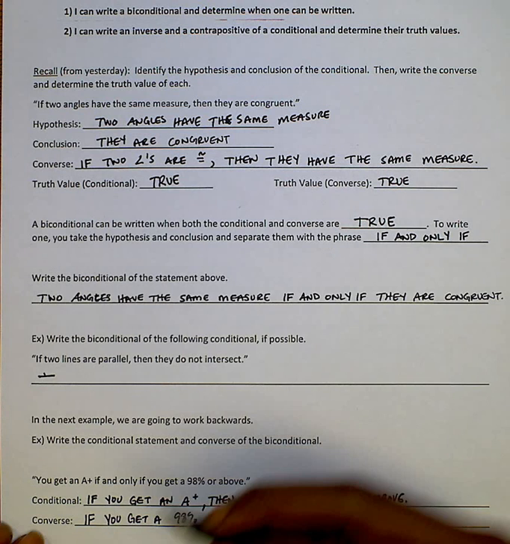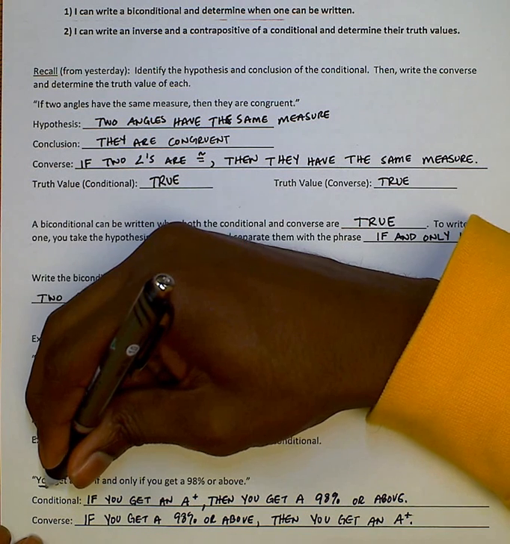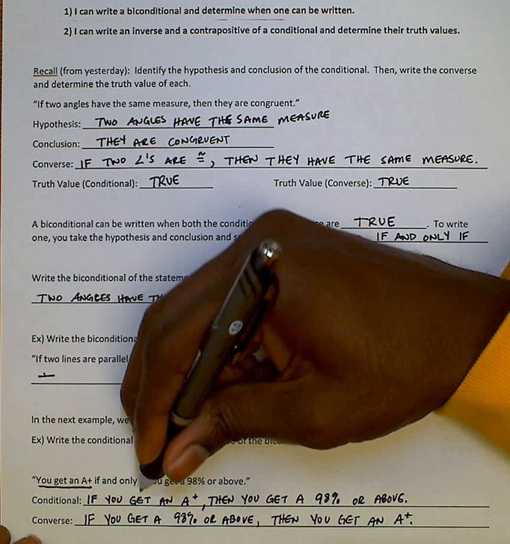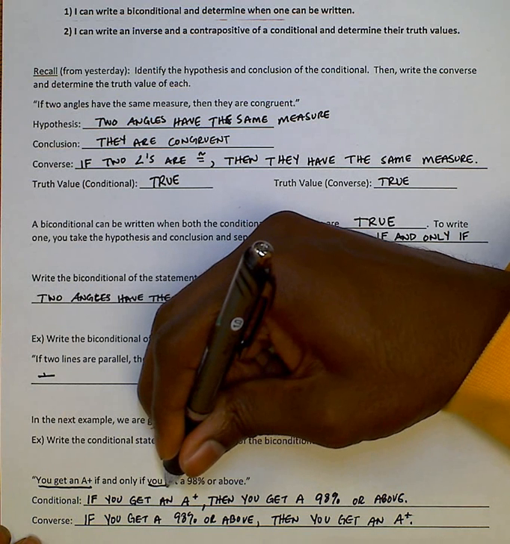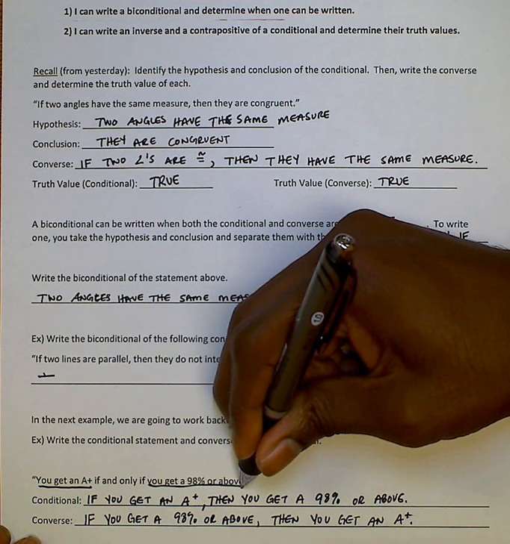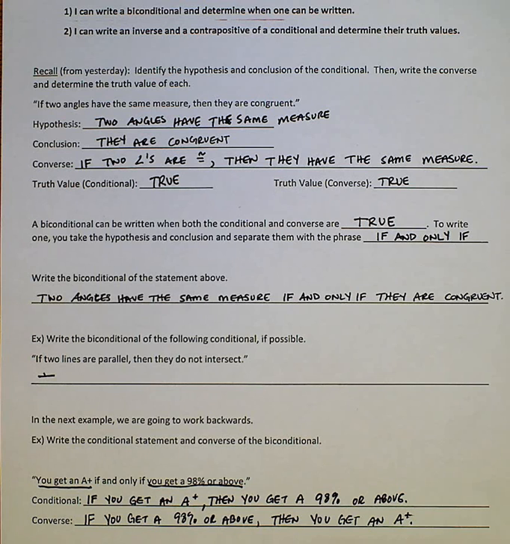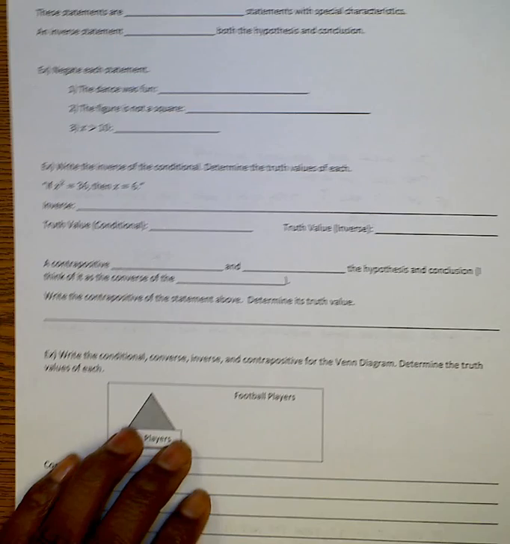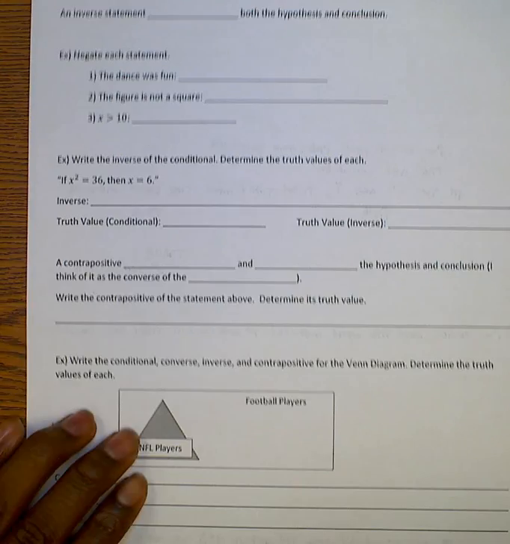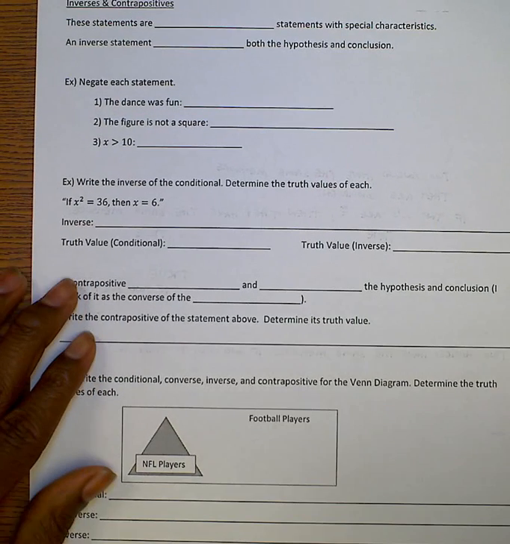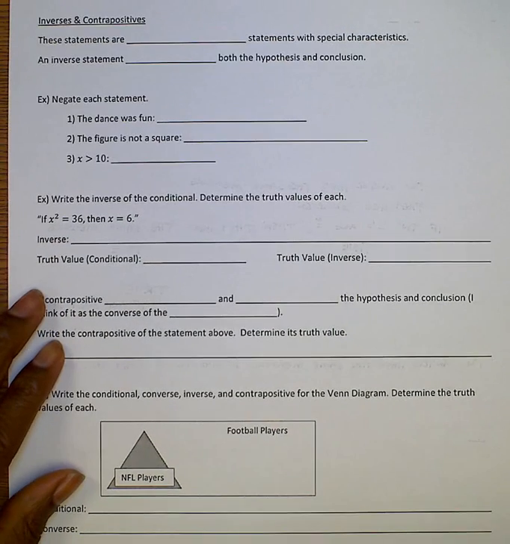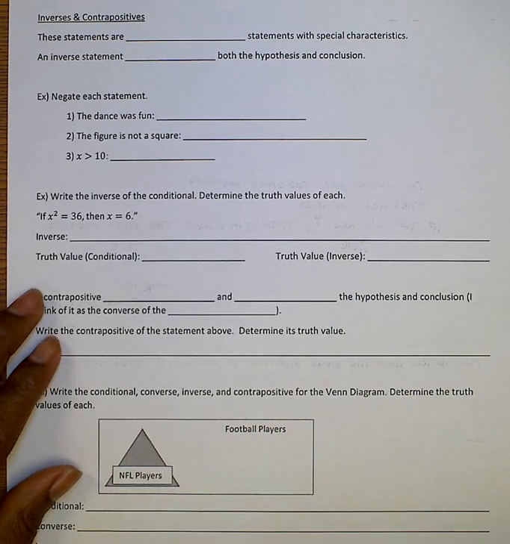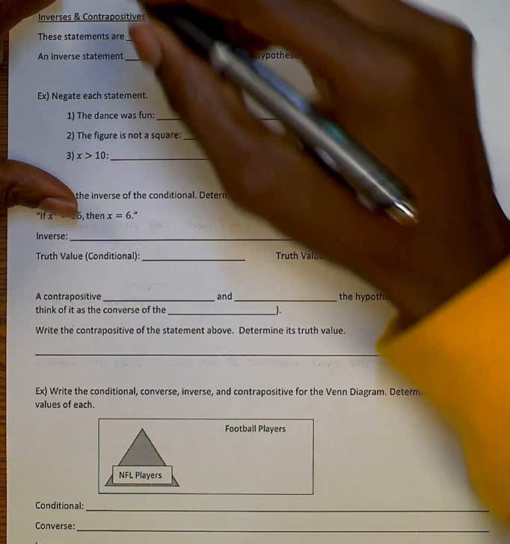Remember that in our conditional statements, the if and only if part are not either the hypothesis or the conclusion. So those are our hypothesis and conclusion. Alright? Flipping to the back side. We're going to talk about inverses and contrapositives. These statements are conditional statements with special characteristics.